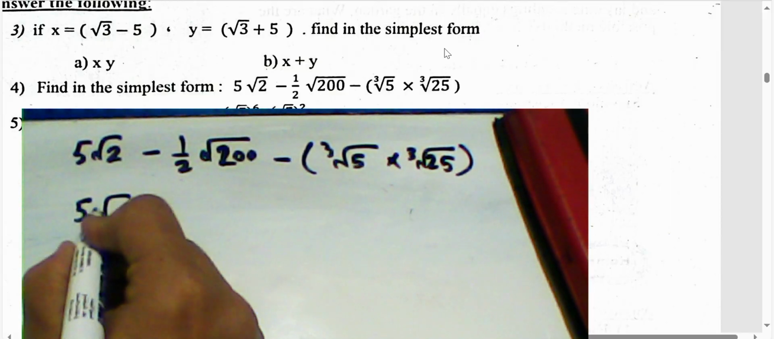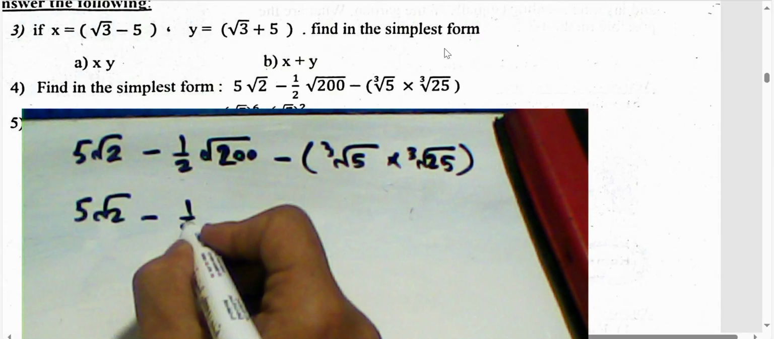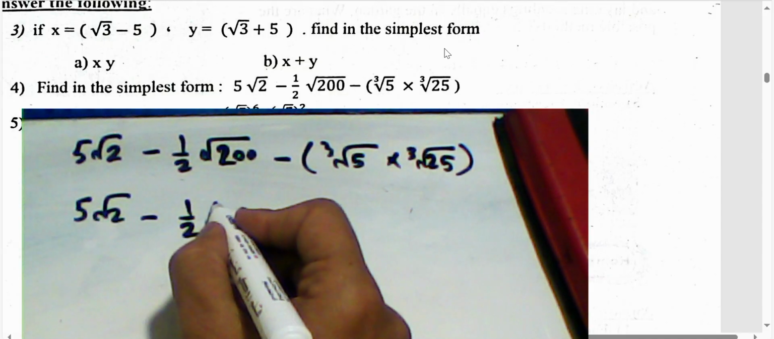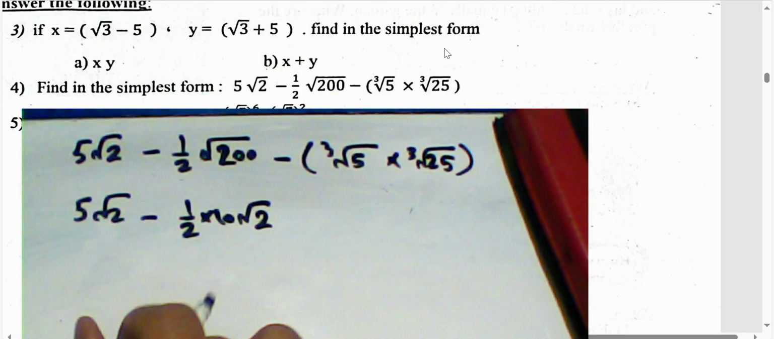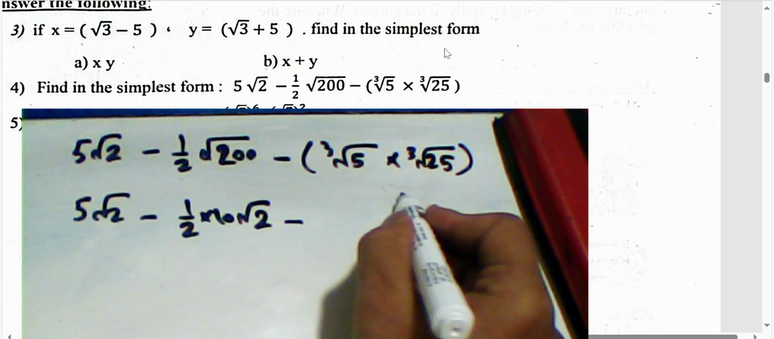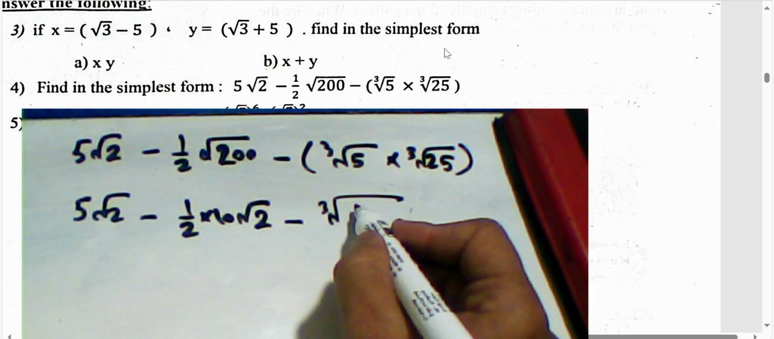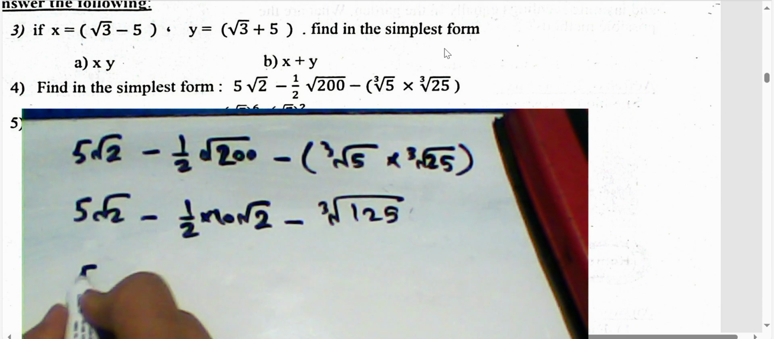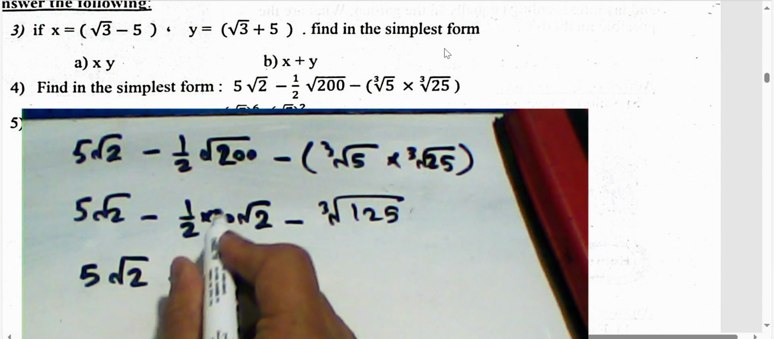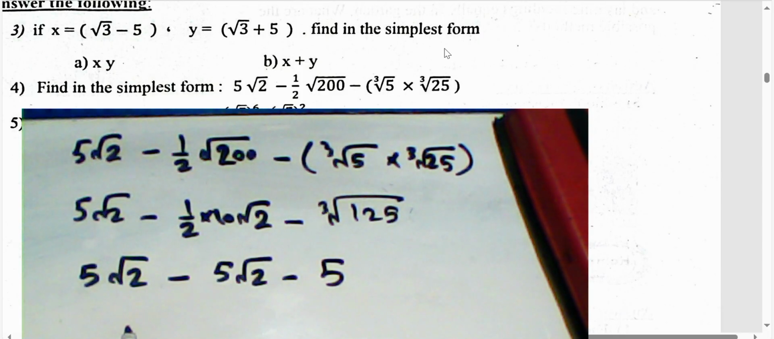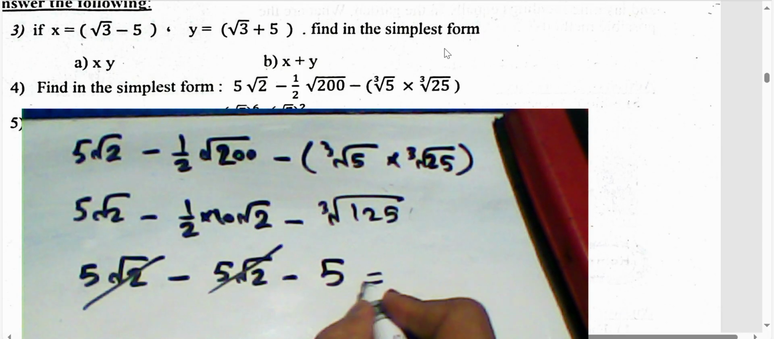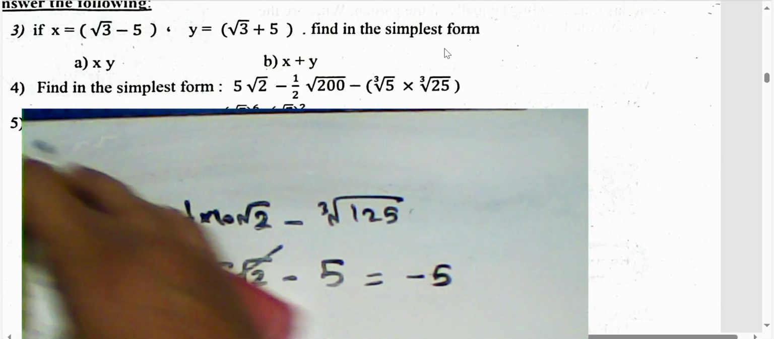This example: 5 root 2, square root of 200. 200 equals 100 times 2, square root of 100 equals 10. Then the answer here is 10 root 2, and the cubic root of product 5 times 25 equals 125. 5 root 2 and half of 10 is 5. 5 root 2, cubic root of 125 equals 5. We can cancel together. We have number and additive inverse. This answer will be negative 5. Okay, next question.